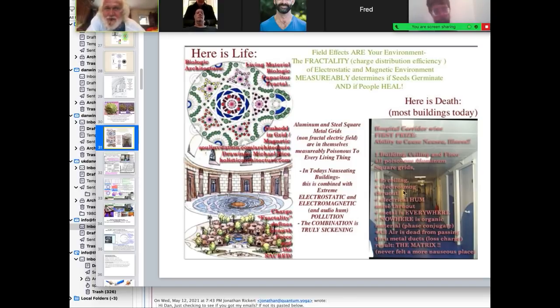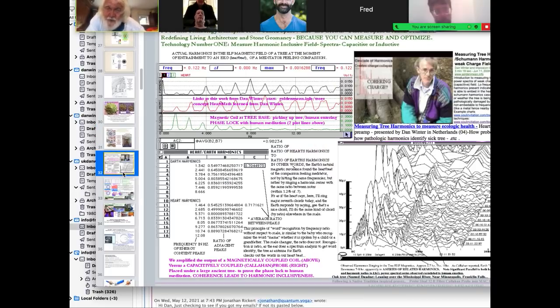So this is the difference between a hospital and sacred space. It is simply charge distribution efficiency. All this is in our biologic architecture curriculum, goldenmean.info/architecture. Some of you have seen these pictures before.